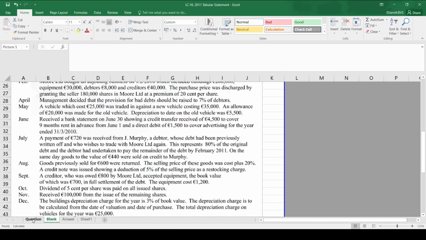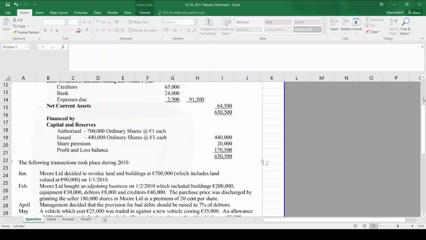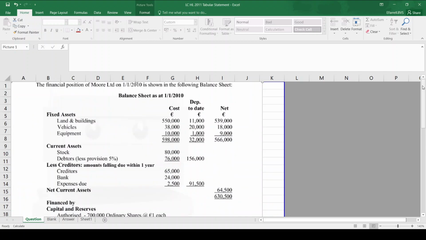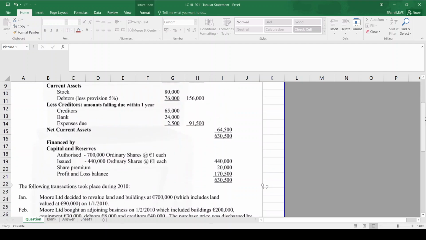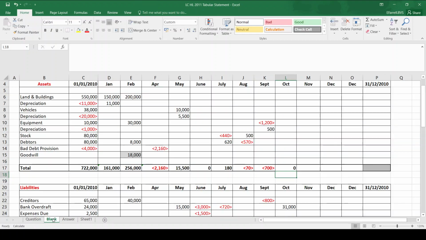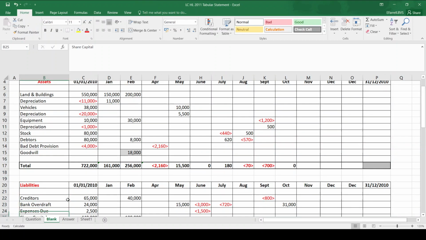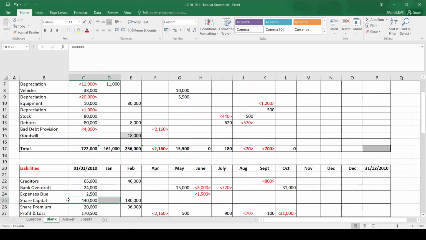November, received 100,000 from the issue of the remaining shares. Okay, we just need to be careful on one thing here. Now you have to check what is the authorized share capital. What is the maximum amount of shares this company can issue? So the authorized share capital is 700,000. How many shares have they issued at the moment? So if I go to my share capital, they have issued 620.